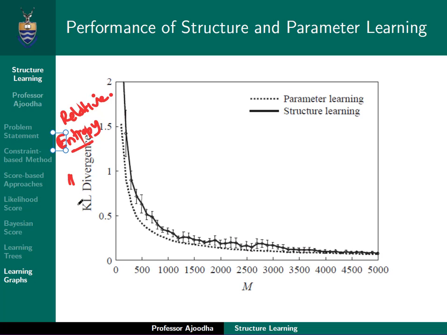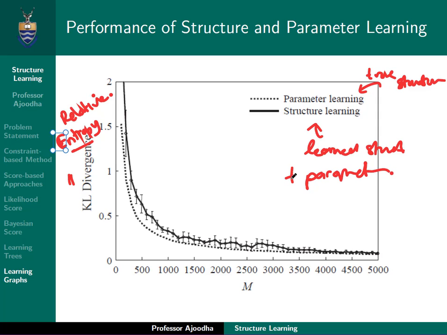Okay, so what this graph is going to show you is that structure learning is not much more difficult a problem than parameter learning or parameter estimation. So the dotted line is parameter learning. Here we are given the true structure. And this one is the learned structure. So you learn the structure using the methods that we showed you, and you learn the parameters with it.